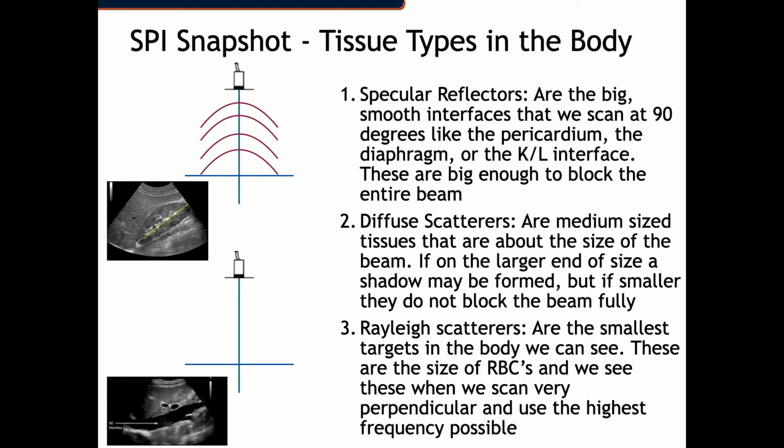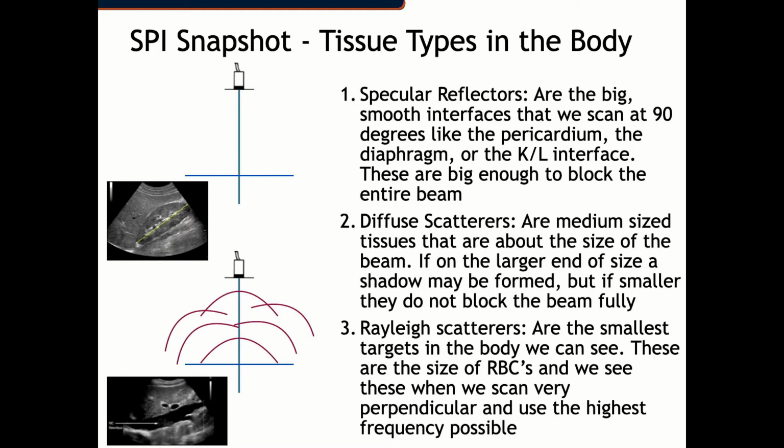What we get a lot more is scattering, and scattering occurs when sound goes into the body, but it hits smaller objects and it goes back to the machine in many different directions. It is scattered. Now, some scatterers are about the same size as our beam. That's tissue. Our molecules are little islands of parenchyma. These are called diffuse scatterers.